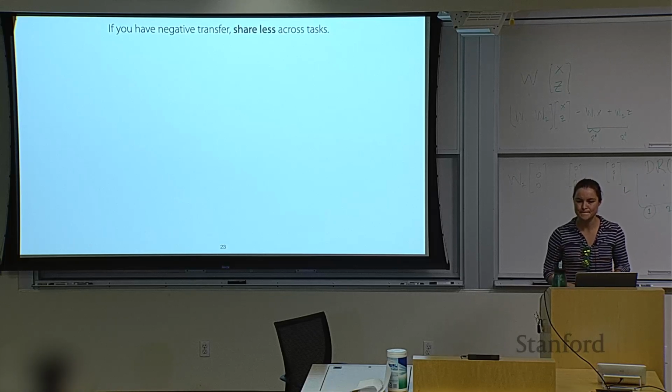Yeah? If you are getting negative transfer and you see that using two separate models performs better than using a shared architecture, why would you continue to try to use a shared architecture?